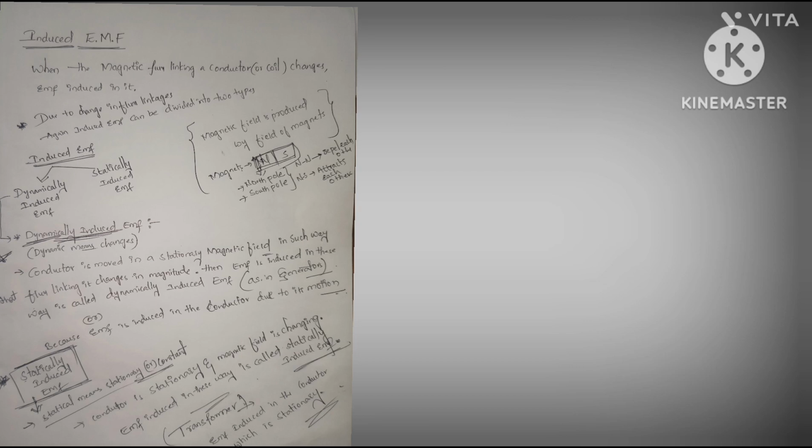Now discuss induced EMF. When the magnetic flux linking a conductor changes, EMF is induced in it. Induced EMF can be classified into two types: dynamically induced EMF and statically induced EMF. Dynamically induced EMF means when a conductor is moved in a stationary magnetic field, the flux linking with the conductor changes, and that's why EMF is induced in the conductor. It is called dynamically induced EMF.